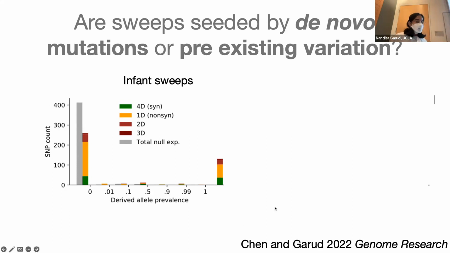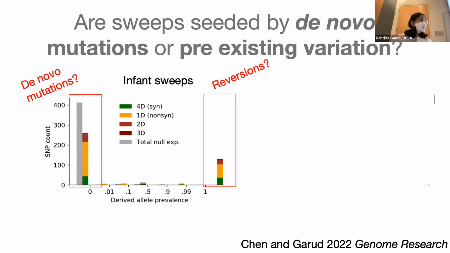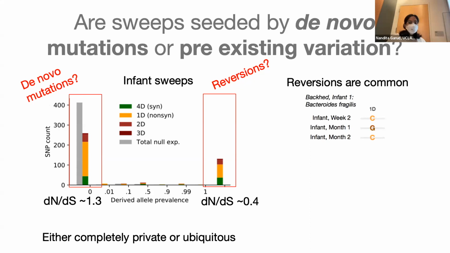But what we see in the data is actually a surplus of mutations that are completely ubiquitous in the adult population. So I think what we're seeing is a mixture of de novo mutations and some bad mutations that got into the baby and then reverted to a state that's favorable in the broader population. And we do see anecdotes of that, where you'll see reversions over time.